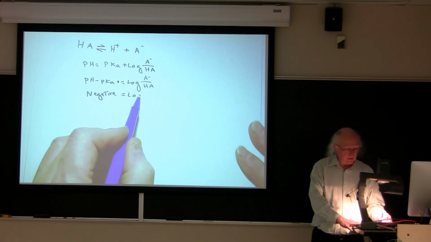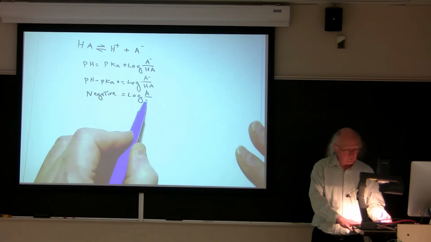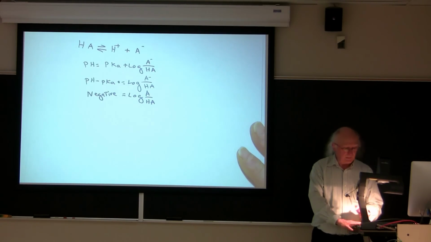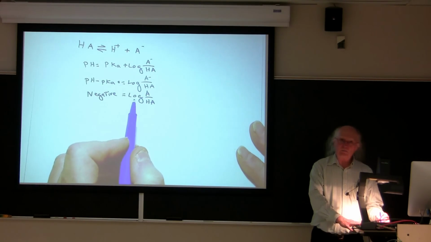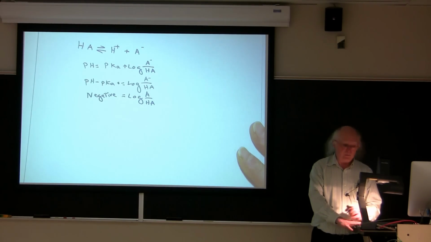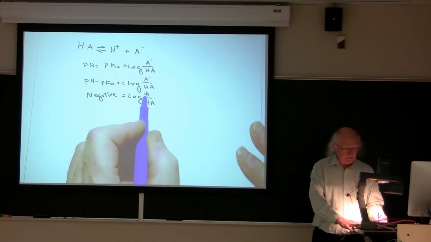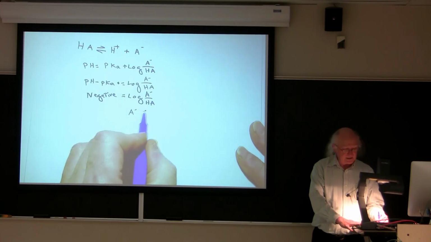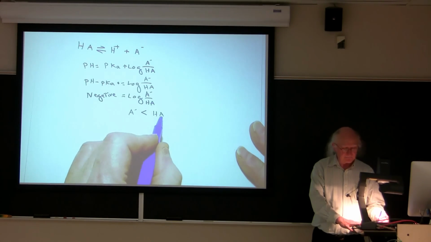And that's equal to the log of A minus all over HA. Well, if you remember your basic algebra, you will remember that when the logarithm of a number is negative, it means that the number that's being taken the log of is less than 1. So that means, of course, that the A minus is less than HA.